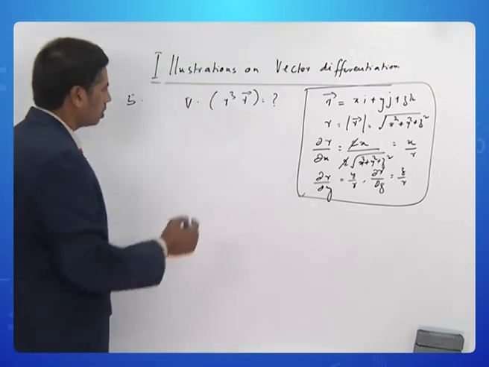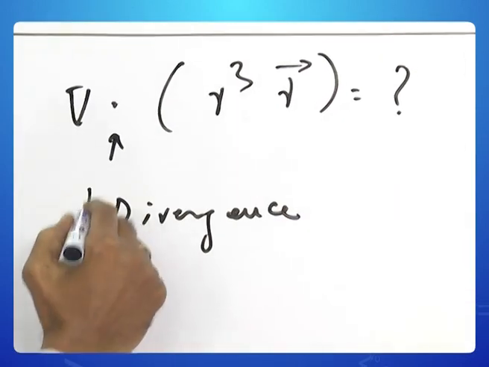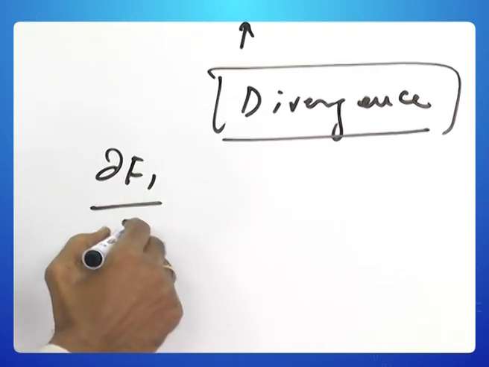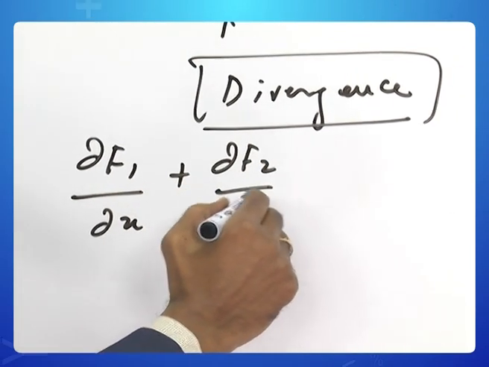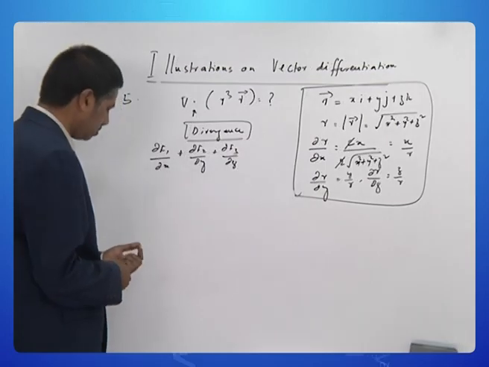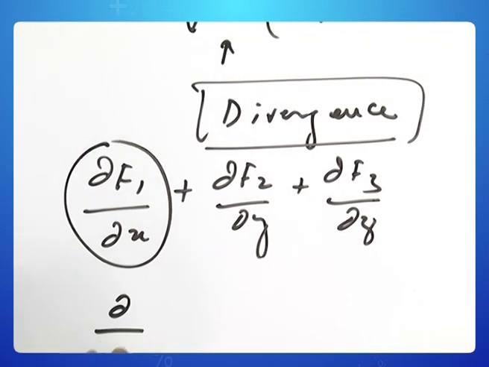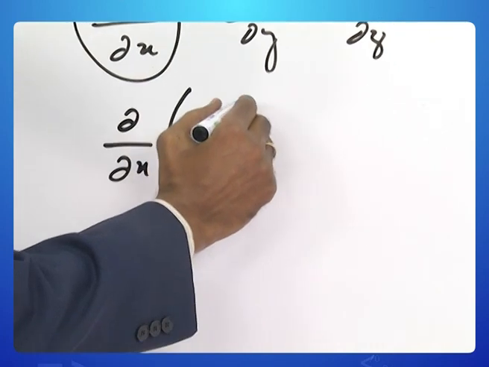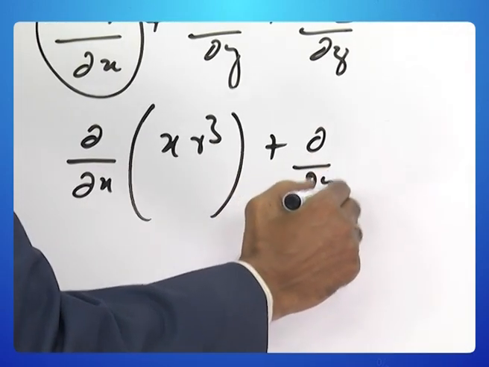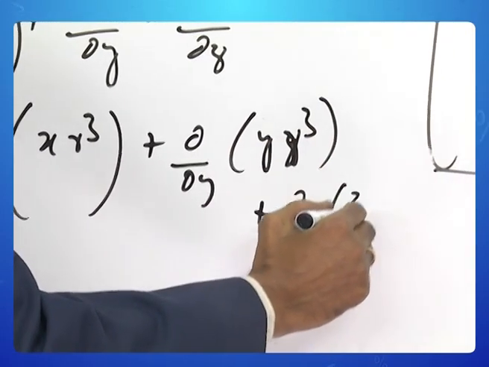Now let's come to this issue. Now look at this. This is del dot. So this is a problem based on divergence. So the divergence of a field is nothing but dou f1 by dou x plus dou f2 by dou y plus dou f3 by dou z. So let's look into the first component. This is nothing but dou by dou x of x r cube, similarly, plus dou by dou y of y r cube plus dou by dou z of z r cube.